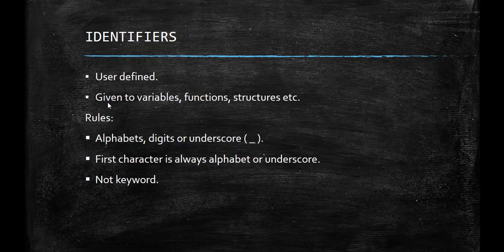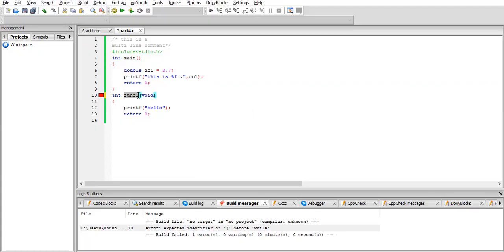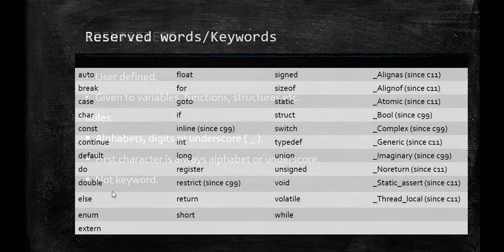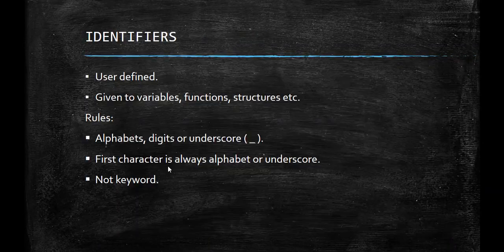So these are given to variables, functions, or structures, as you saw here. But there are some rules while defining your own user-defined identifiers. They should be alphabets, digits, or underscores while giving a name to an identifier. And the first character is always an alphabet or underscore, and it should not be a keyword, which is a reserved word. So these rules should be kept in mind, or else an error will come.